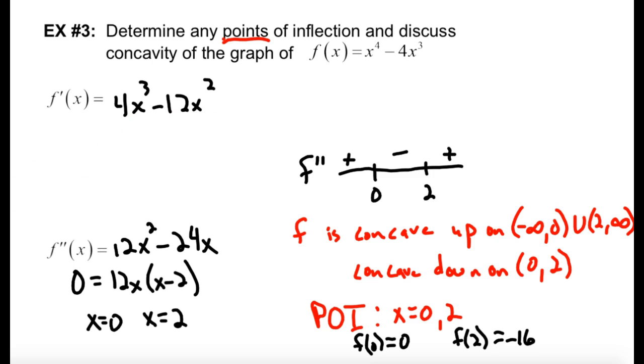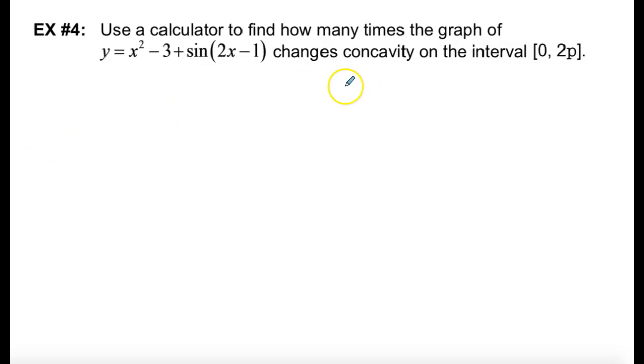All right. So the next two, let's take a look at this idea on a calculator a little bit. So I think this is supposed to be pi, right? Not p, so 2 pi. So we want to find how many times the graph changes concavity. Well, to do that, we need to know what the second derivative is, even if we're going to use a calculator. So let's find the second derivative.